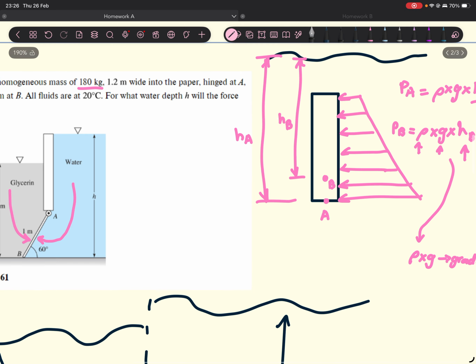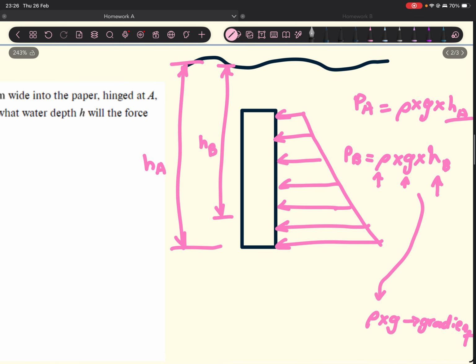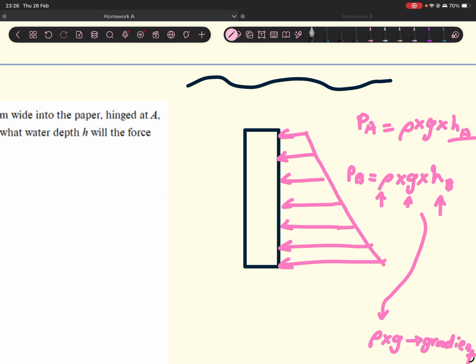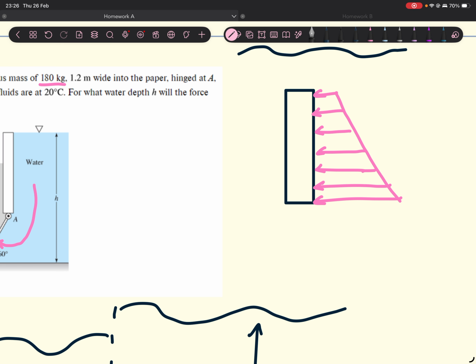So knowing this, we can represent pressure as a linear distributed load, right? Which is basically what this whole thing is. It's just a distributed load. So knowing that, we can say, okay, I want to simplify everything into a singular force, just like we would with the distributed load.